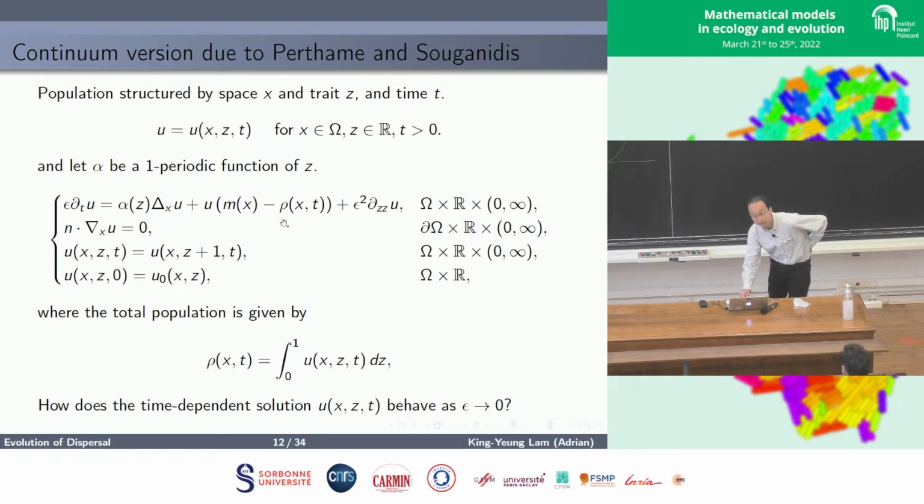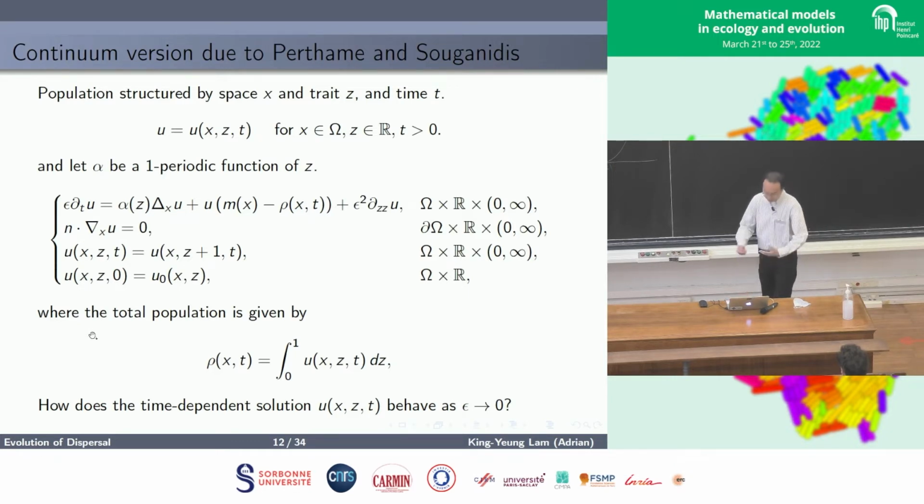There's a demographic term. Okay, m of x is a common growth rate for every individual. It is not trait dependent. Okay, and then modified by the total population burden. Okay, and mutation is modeled in the form of a Laplacian in the trait variable, which we'll assume to be small. Okay, so no flux boundary for the space, and then we assume the alpha is a one periodic function in Z. So we assume the solution is also one periodic in Z.